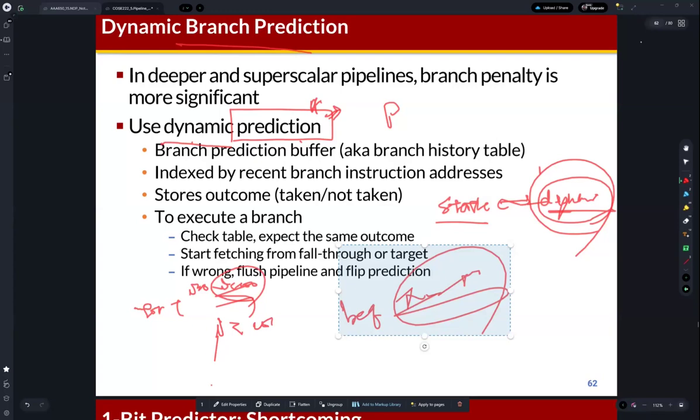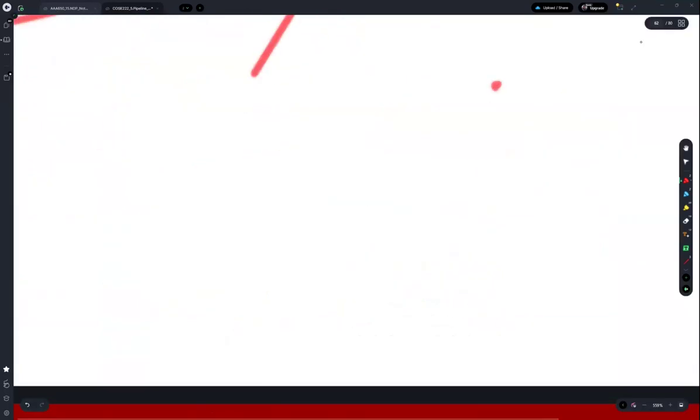I don't know why, my stylus is not good. Something seems to be broken.